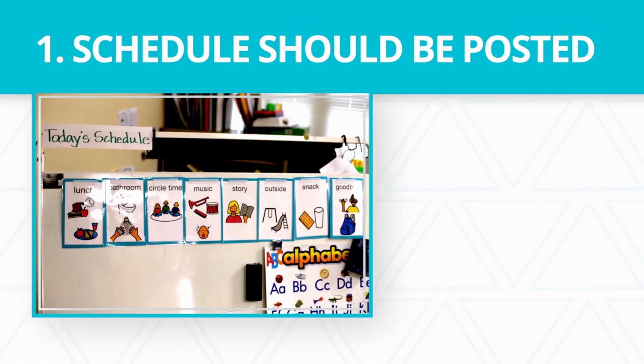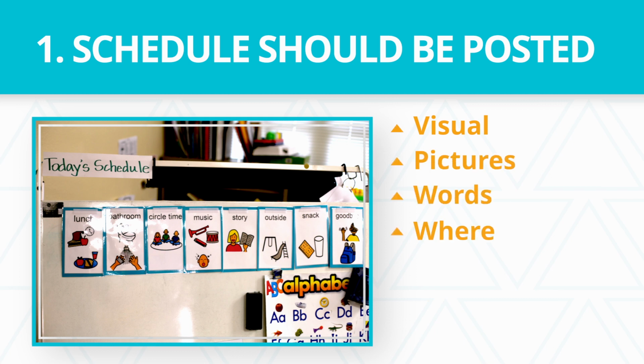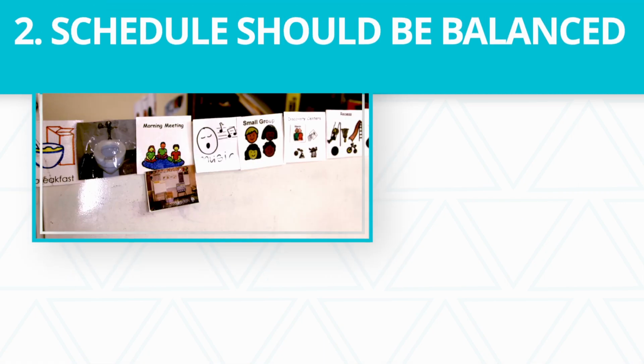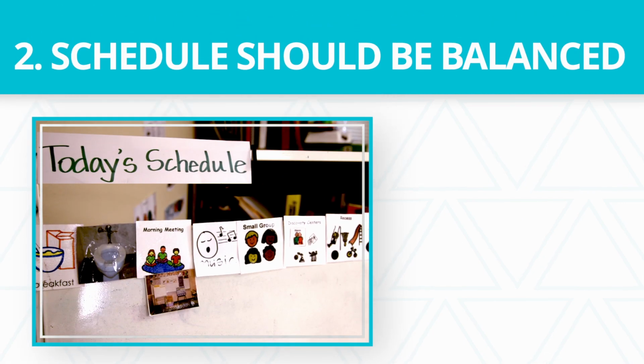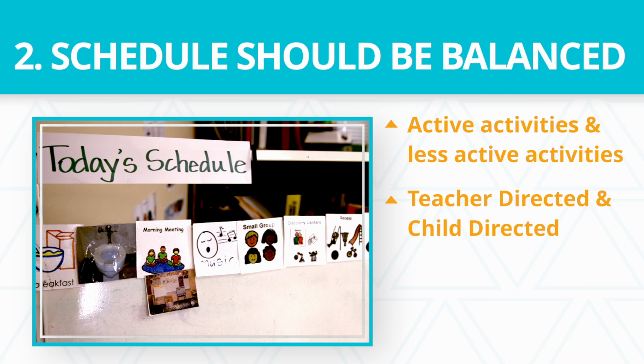First, our schedule needs to be posted. It needs to be visual. We need pictures, we need words on our schedule, and it needs to be posted where children can see it. The second element of schedules is that the schedule needs to be balanced, meaning there should be a balance of active activities and less active. There should be a balance between teacher-directed and child-directed. There should be small group opportunities and large group opportunities.